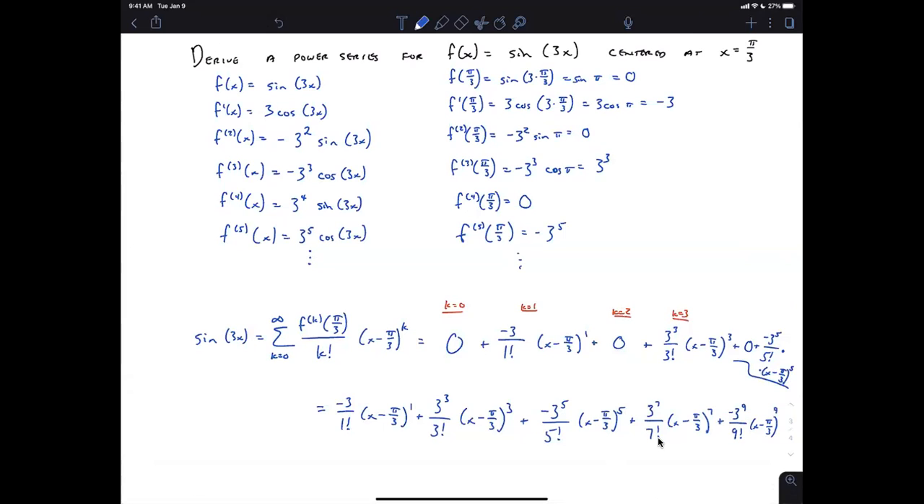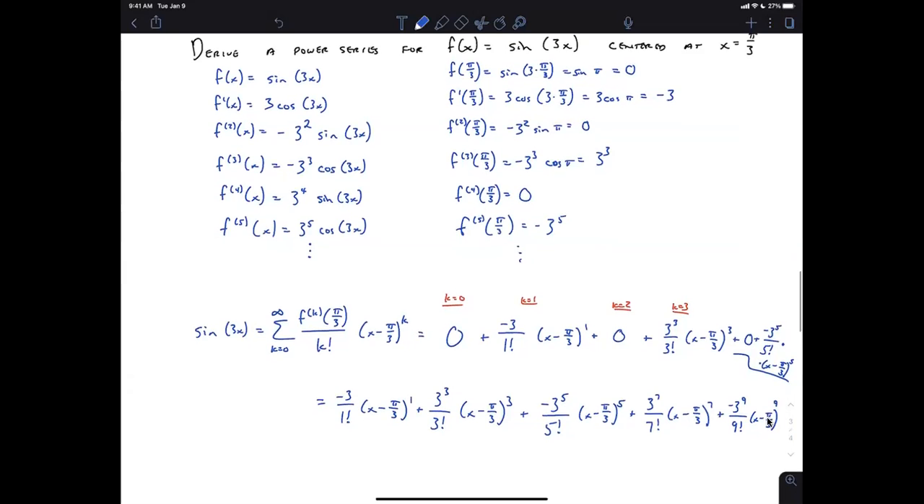Okay, so the next non-zero term would be 3 to the 7th over 7 factorial, x minus pi over 3 to the 7th, and then -3 to the 9th over 9 factorial, x minus pi over 3 to the 9th. Everybody good?